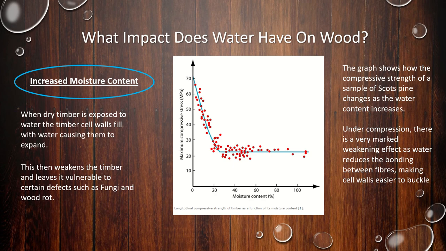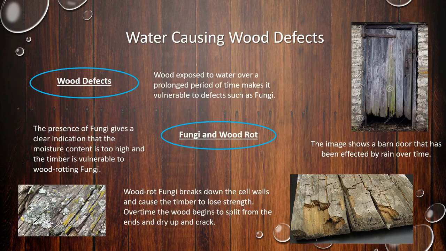So first of all, we just start off looking at a graph. The graph is going to show that the strength of timber decreases the more the moisture content increases. It's just a helpful visual to try and understand how water impacts on wood. Then we're going to look at the wood defects that occur as a result of increased moisture content, or the impact of water on wood.